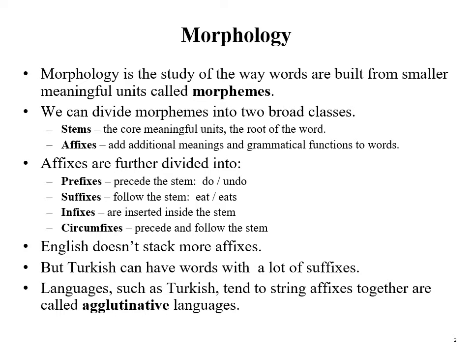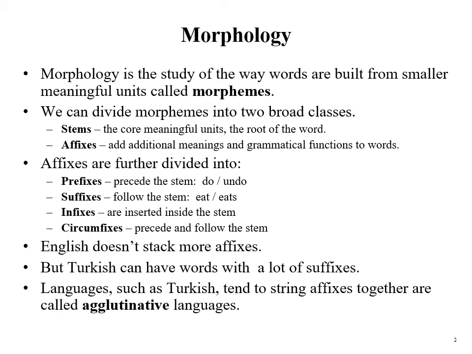We can divide morphemes into two broad classes. First one is called the stems and second one is called the affixes. Stems are the core meaningful units, the root of the word. For example, if you have the word eats, then eat is the verb here and s is the affix of it. And affix adds additional meaning and grammatical function to words.